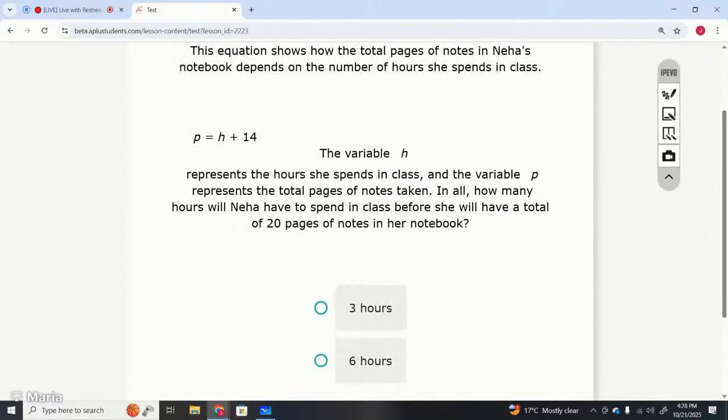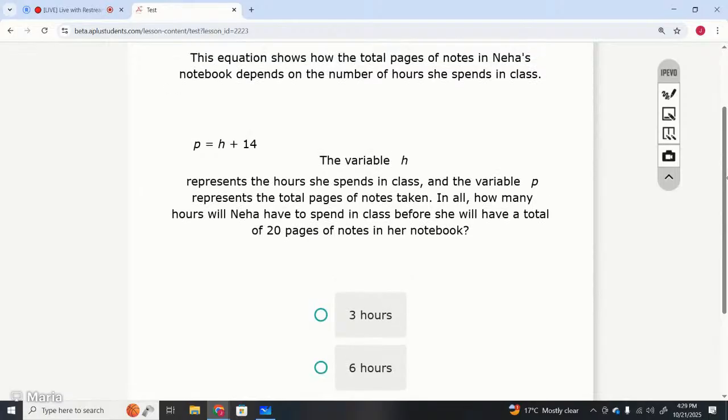This equation shows how the total pages of notes in Neha's notebook depends on the number of hours she spent in class. P equals h plus 14. The variable h represents the hours she spent in class, and the variable P represents the total pages of notes taken. In all, how many hours will Neha have to spend in class before she will have a total of 20 pages of notes in her notebook?